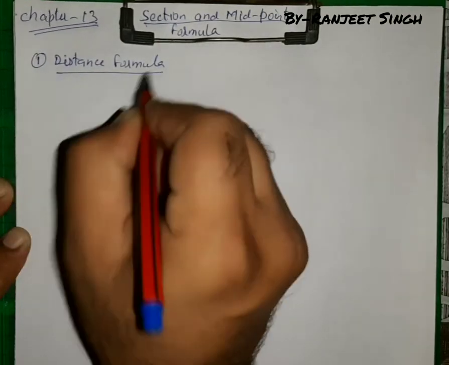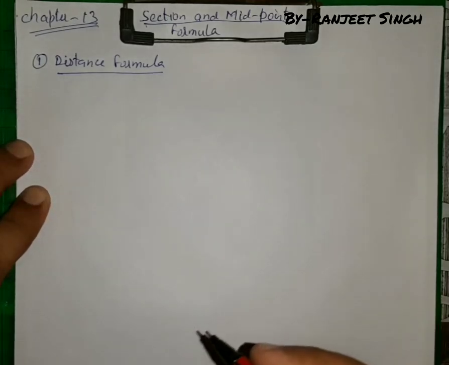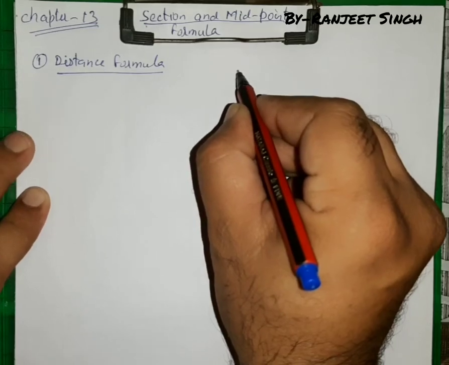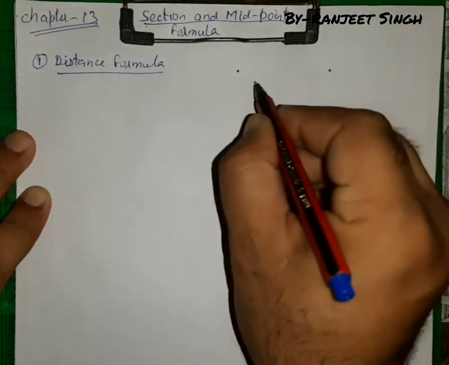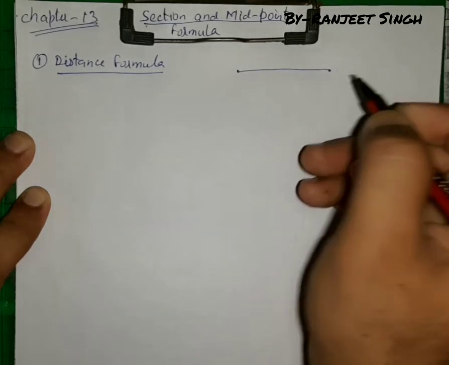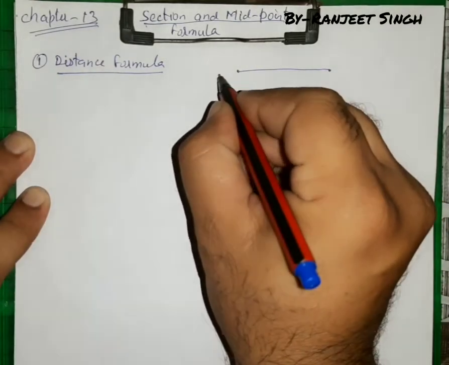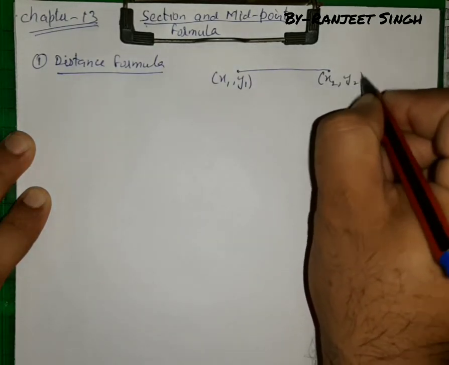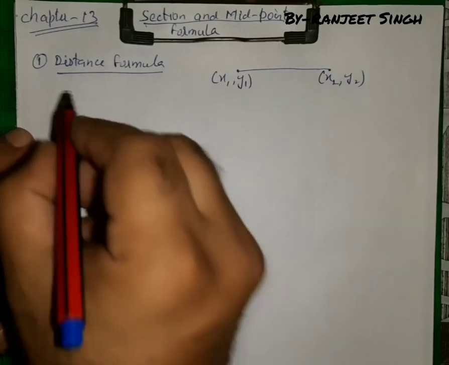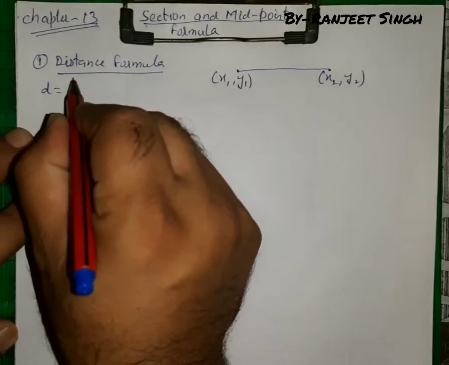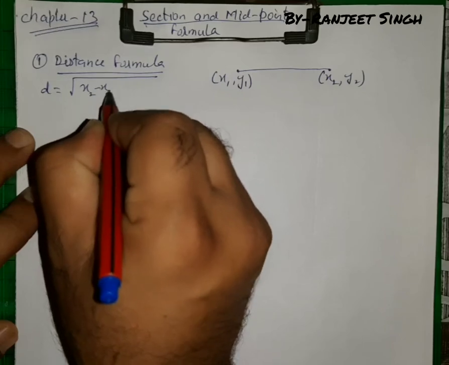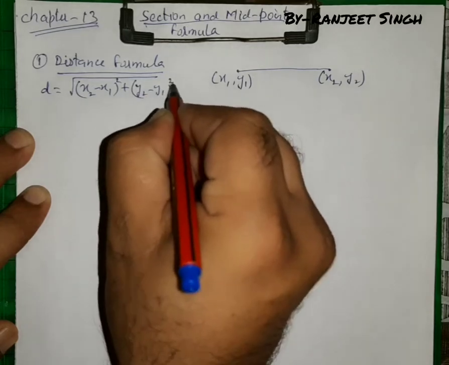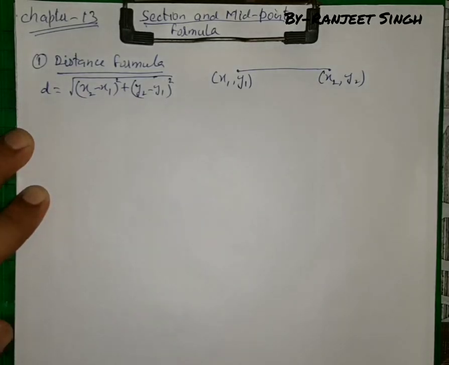So distance formula gives us the distance between the 2 points in the coordinate system. Let us say that the 2 points in the coordinate system are given by x1, y1 and x2, y2. Then the distance formula is d is equal to square root of (x2 minus x1) whole square plus (y2 minus y1) whole square. This is what we have seen in our previous class.